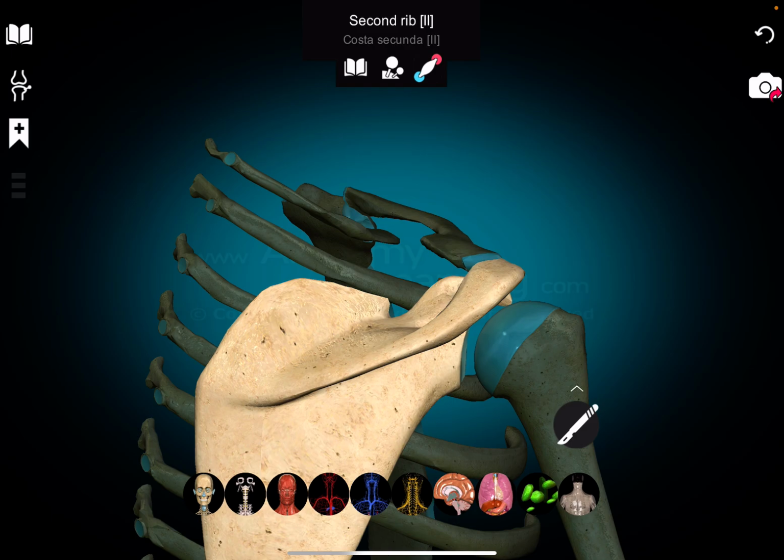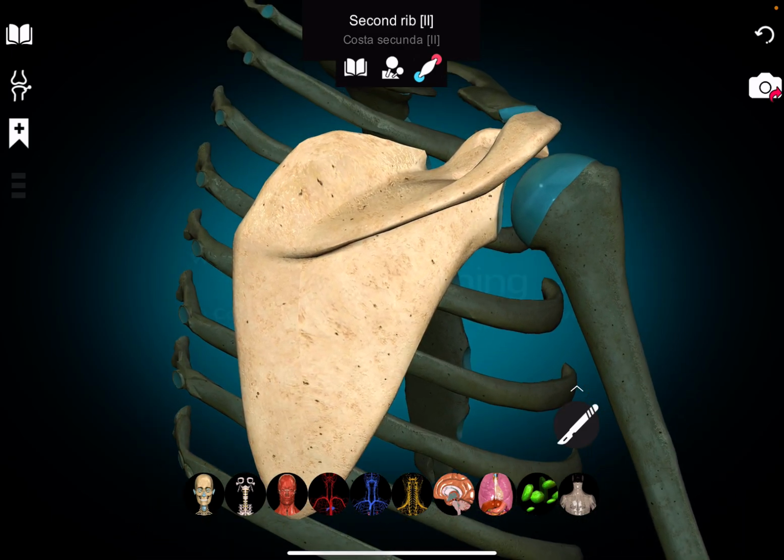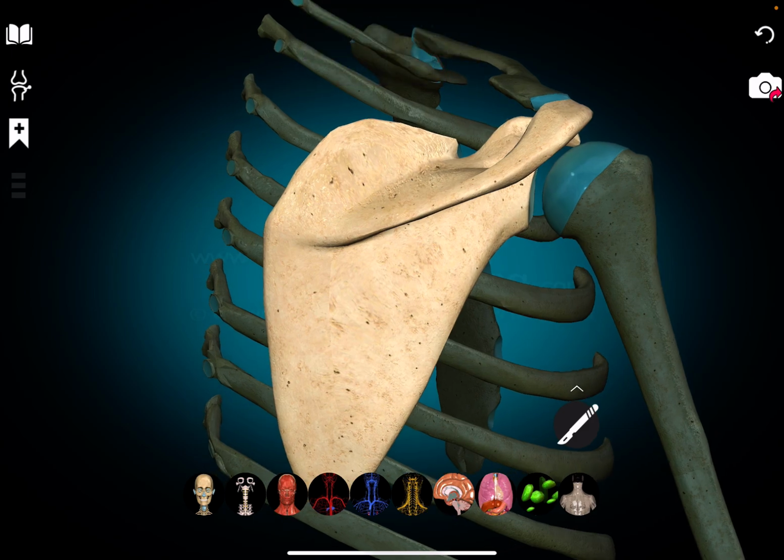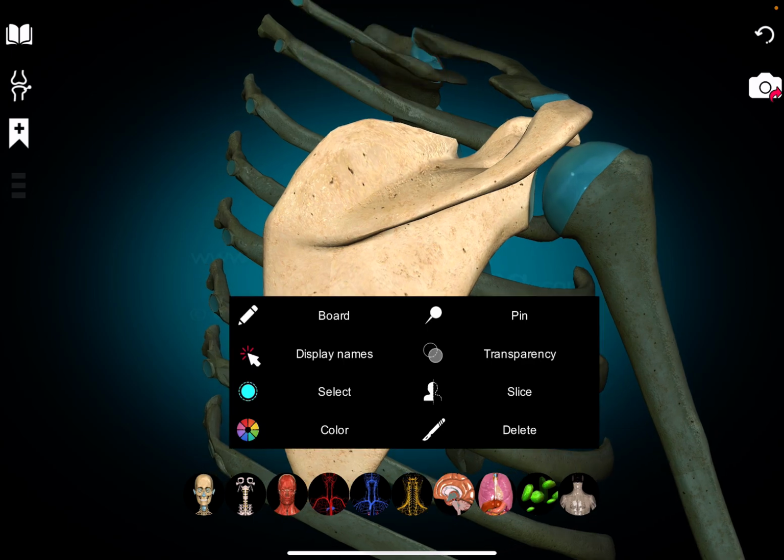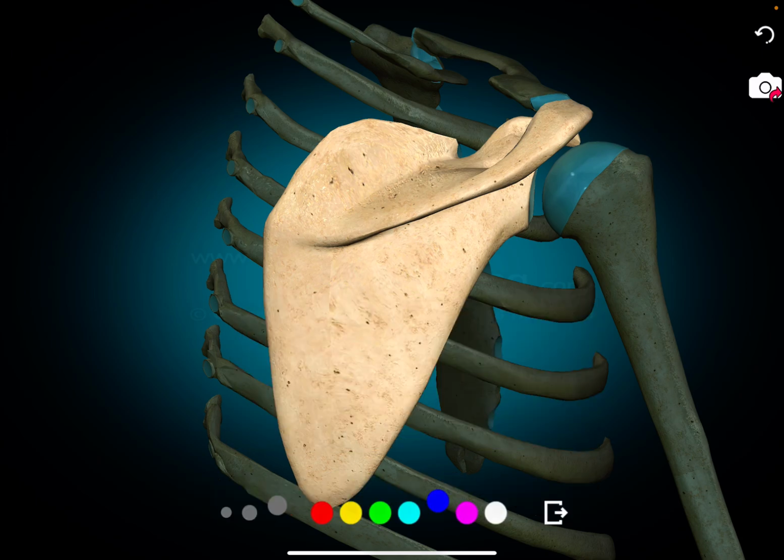You see, the scapula is a triangular bone. It has a lateral border, a medial border, a superior border, an inferior angle, a medial angle, and a lateral angle.